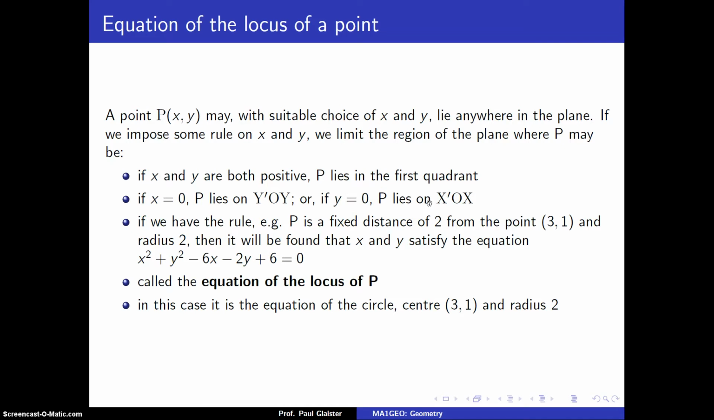But we might have a different rule. For example, we could say that P was always a fixed distance, a distance of 2 from a particular point, say 3, 1. Well, that clearly gives a circle, and what we're interested in doing is describing mathematically the equation for that circle using the coordinates x, y of a general point P. And it turns out that you get this. And this is a type of problem that we will look at very simply at the outset. This is called the equation of the locus of P. As I've said, it's clearly a circle, centre 3, 1, radius 2.